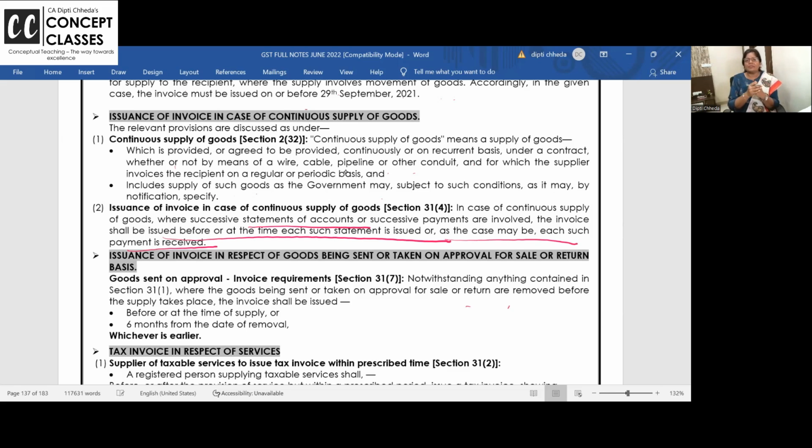So that statement is the date when invoice should be issued. When you issue a statement, you issue the invoice, no? Right or not? Or when payment is received. Whether I give the statement or not, I have said that every 5th you have to make me the payment. The day you make me payment, I should issue you the bill.